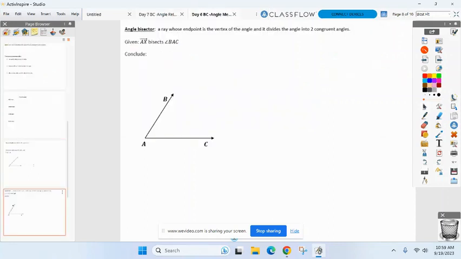I know we didn't do the construction yet. Tomorrow is dedicated to all constructions. All right, so we are going to do this angle bisector construction in class tomorrow. Did I show you what an angle bisector was? Yeah. Okay, so we got through that, right? It cuts an angle into two congruent angles.